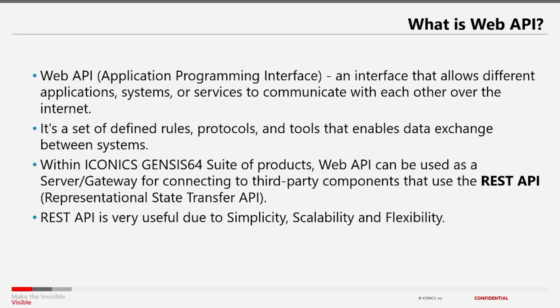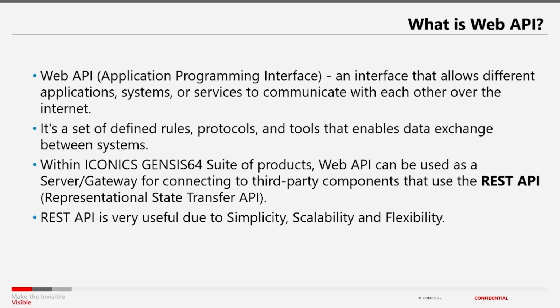So Amanda, give us a little bit about what is Web API and how it is useful and what is the REST part in it. Yeah. So Web API, application programming interface, allows different applications or systems or services to communicate with each other over the internet. It is a set of defined rules, protocols, and tools that enable data exchange between systems. To understand this better, we can think of an example like Google Maps API. Google Maps API allows developers to embed Google Maps functionality directly into their website, letting users view the map, get directions, search locations, and so on.